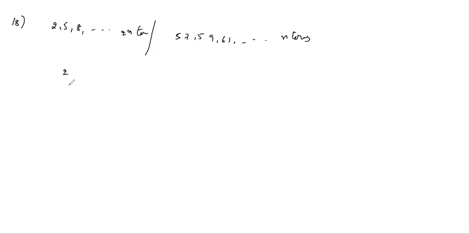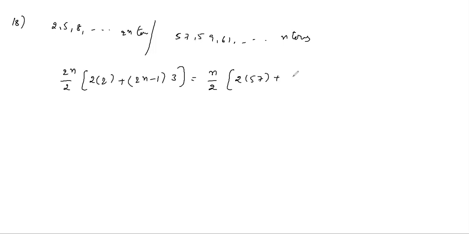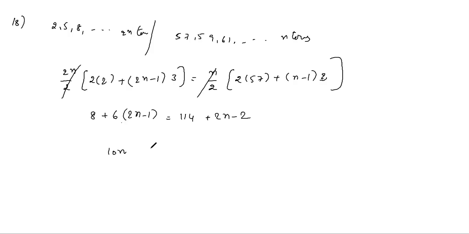So 2n by 2 into [2 into 2 plus (2n minus 1) into the difference 3] is equal to the sum of n terms, n by 2 into [2 into 57 plus (n minus 1) into the difference 2]. n by 2 will cancel. 2 into 2 is 4, 2 into 3 is 6 into (2n minus 1), equals 2 into 57 is 114 plus 2n minus 2. 12n minus 2n is 10n, equals 114 minus 2 minus 4 plus 6, which gives 110. So the n value is 11.